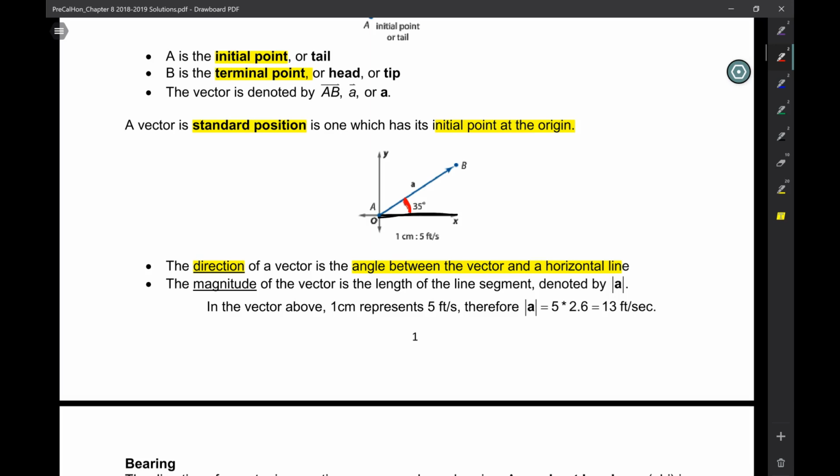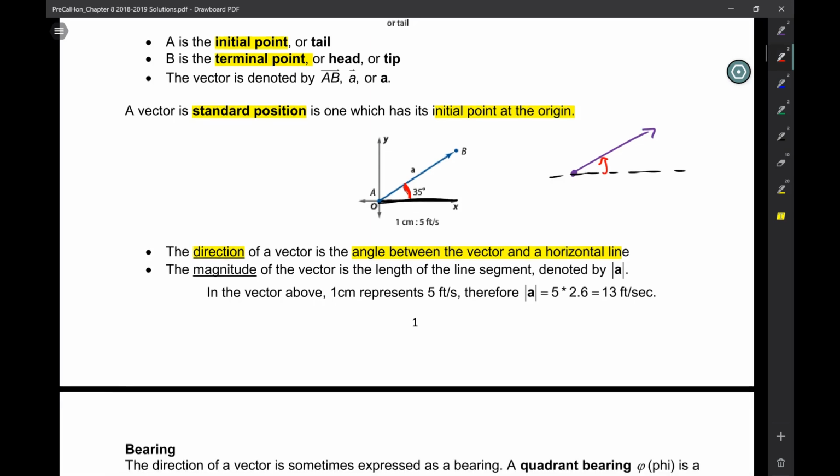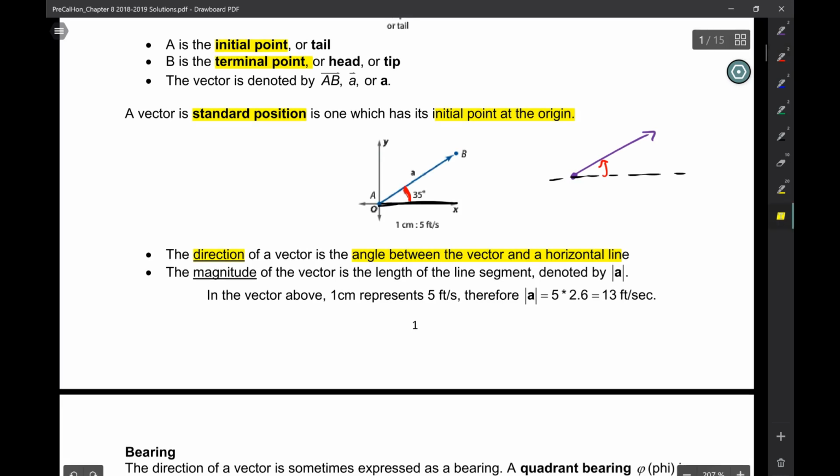If you have a vector out in space and you want to specify its direction, you yourself draw a horizontal line, and then the angle is the direction. Now, that's the direction. The magnitude is the length of the line segment. So they're usually scaled. And the magnitude is denoted by the absolute value of A. So that's not absolute value, that's magnitude.